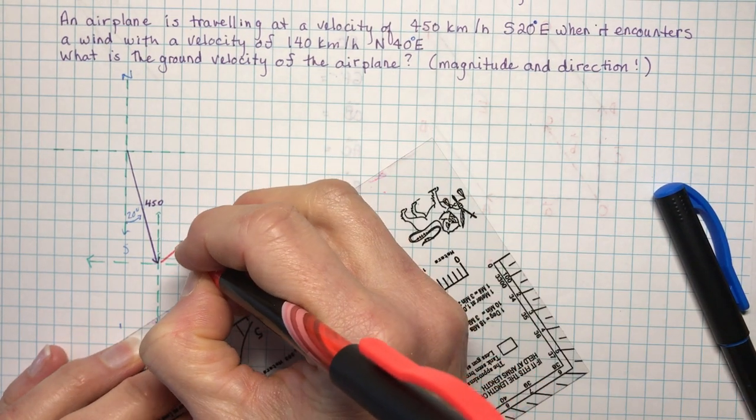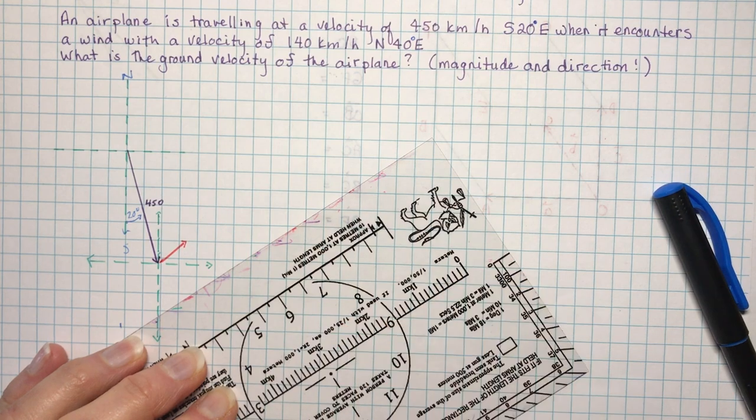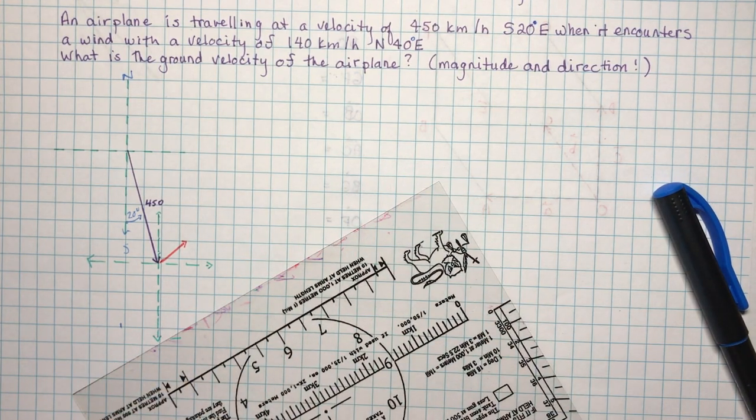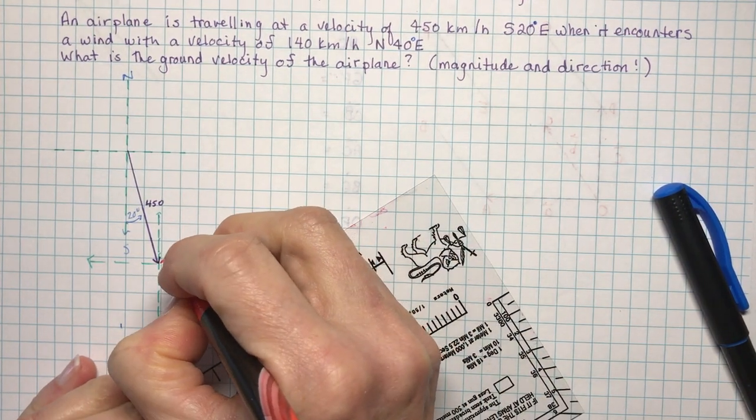And there's my little wind. That's still a strong wind, though, right? 140 kilometers an hour. Wow. Glad I'm not in that plane. It'd be bumpy. Okay, so, oh, forgot to write on that. That's 140.